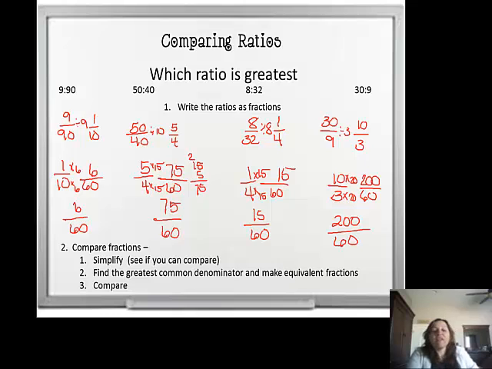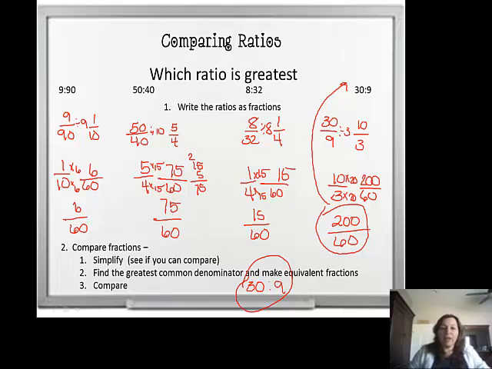Okay, so now that I have all the same denominators, I can simply compare those numerators to determine which one is the greatest. And based on the numerators here, I can say this 200 is the largest, which was 30 to 9, my greatest ratio here. Alright, so we see how to figure out which is the greatest ratio.